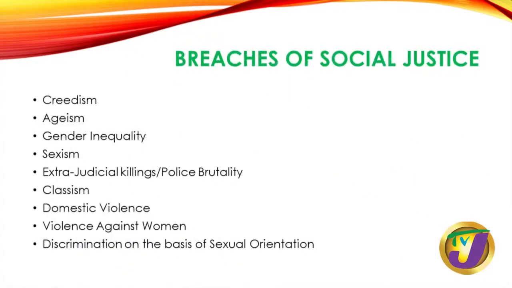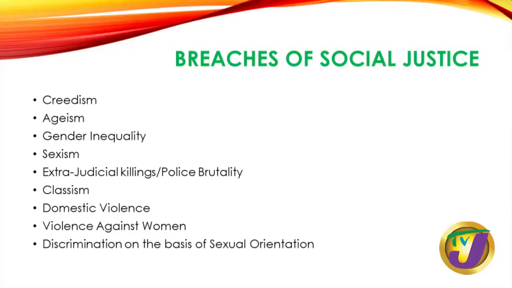I want to just examine very, very briefly some of the breaches of social justice that have occurred in the Caribbean. All right? So let's just remind ourselves of what they are. We have creedism, ageism, gender inequality, sexism, extrajudicial killings and police brutality, classism, domestic violence, violence against women. Yes, there are 2 different things because domestic violence does not always include women. Sometimes it includes men and it also includes children. Everybody within the domestic space. All right? And then you have discrimination on the basis of sexual orientation. And this list is not exhaustive.